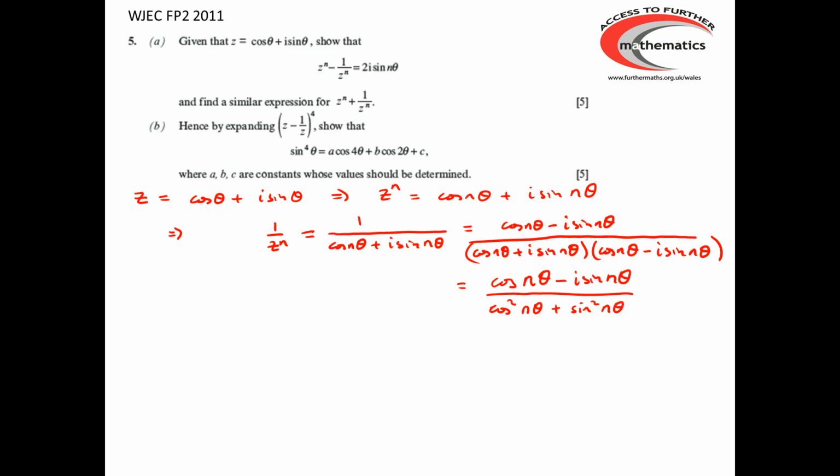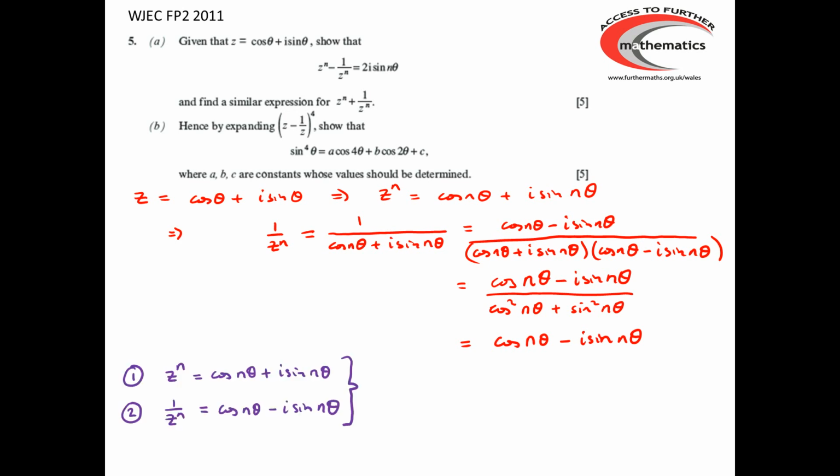The top stays just as cos nθ minus i sin nθ. The bottom simply becomes cos² nθ plus sin² nθ. But cos² nθ plus sin² nθ is just equal to 1. So we know that 1 over zⁿ is cos nθ minus i sin nθ. So there are the 2 results I've got for zⁿ and 1 over zⁿ.